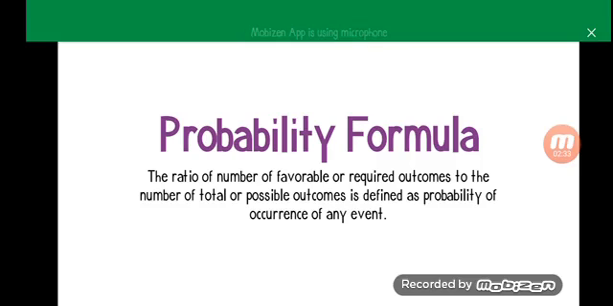So we said once again that the probability formula is given by favorable outcome over total outcome. Favorable outcome over total outcome. In some textbooks, you will find required outcomes. In some textbooks, you will find possible outcomes. But do know that whenever they are saying possible, they are still saying total. Whenever they are saying favorable, they are still saying required as well.